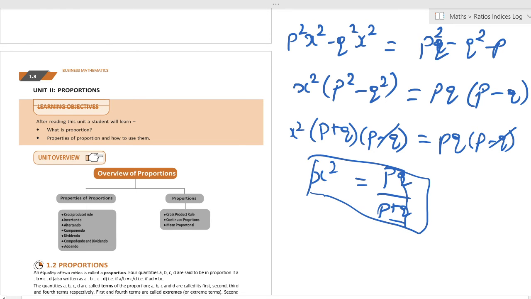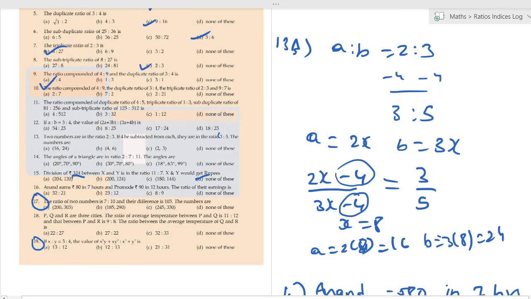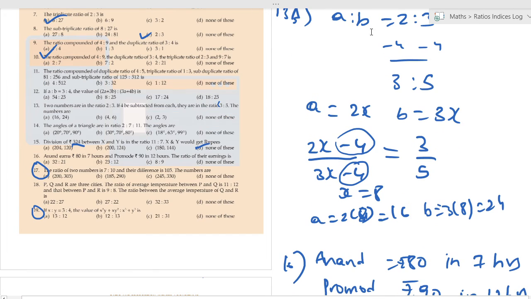So the 20th question we got by solution, and the 21st question is also a similar thing. You can easily get it. And the other types of problems are, let's go to the 14th question.